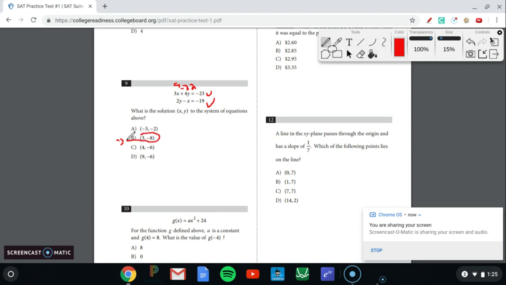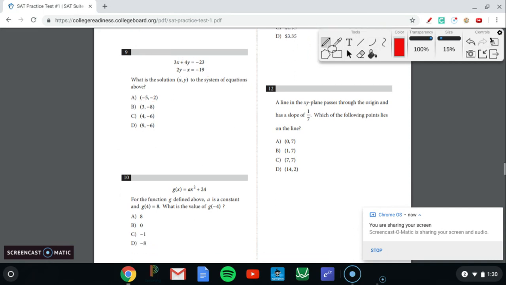Now, one thing to note when doing this plug-in method where you do A, then B, then C, then D, is if you get unlucky, it could really suck. Because if it's all the way the fourth choice that I plug in, that's going to be a lot of work that maybe would have been easier the other way. But even so, this is definitely a valid option of just plugging in the points into the two equations and seeing which one works for both.